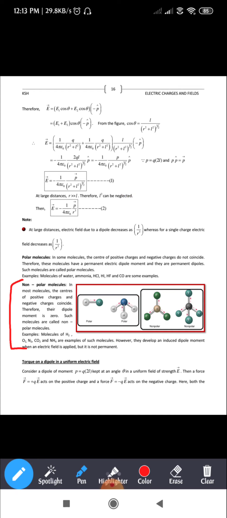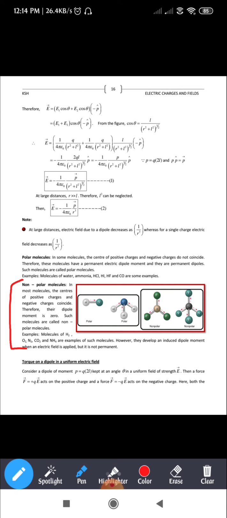In most molecules, the centers of positive charges and negative charges coincide, therefore the dipole moment is zero. Such molecules are called non-polar molecules. Examples: molecules of H2, O2, N2, CO2 and CH4. Okay, so in this case of non-polar molecules, the centers of positive and negative charges coincide. There is no separation between the positive charges and negative charges.